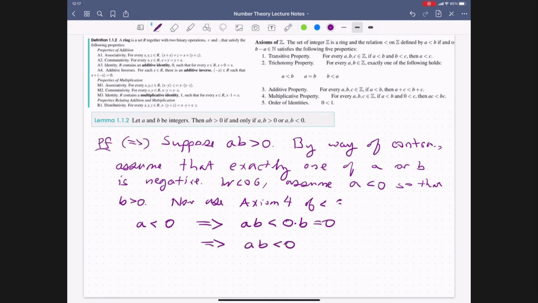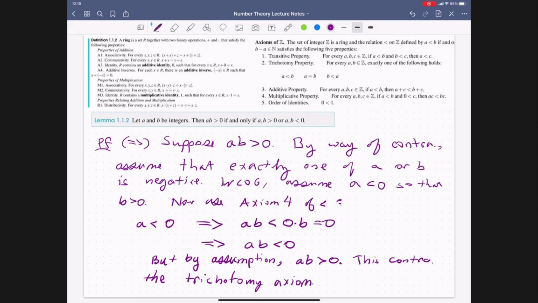AB is less than 0, but by assumption, AB is positive. This contradicts the trichotomy axiom. Because we know that exactly one of the three can happen: A is less than B, A equals B, or B is less than A. But here we have that A times B is both greater than 0 but also less than 0. And so we have a contradiction which allows us to conclude this statement. And so then the converse, I leave it to you. Converse, it's an exercise. It's also found in the lecture notes.